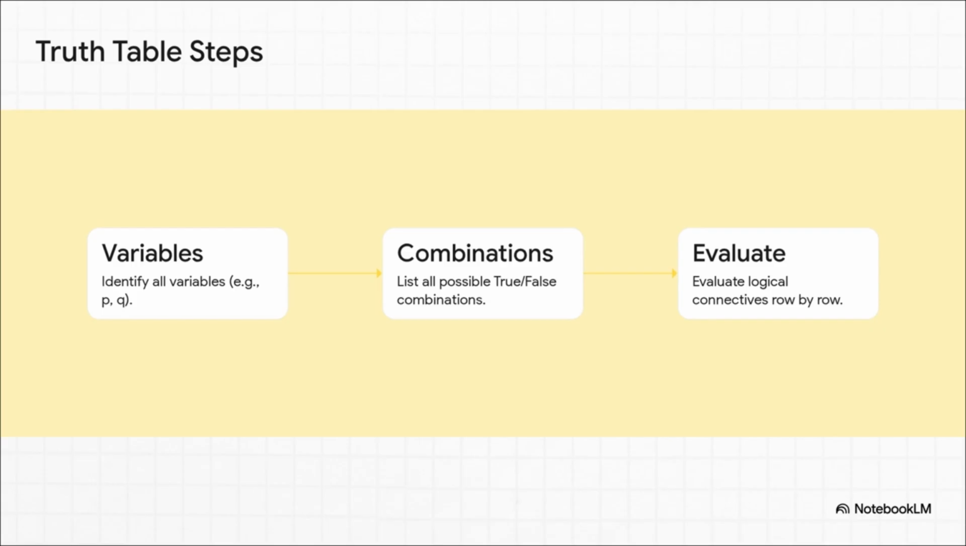Step 1, identify all your variables. Usually you'll see these labeled as P and Q. Step 2, list out all the possible true and false combinations for those specific variables. And step 3, evaluate your logical connective row by row based purely on those inputs. By building this table systematically, you map out exactly how your logical switches are going to behave under every single possible condition. Breaking it down step by step like this keeps your cognitive load totally manageable and makes sure you don't miss a single edge case.